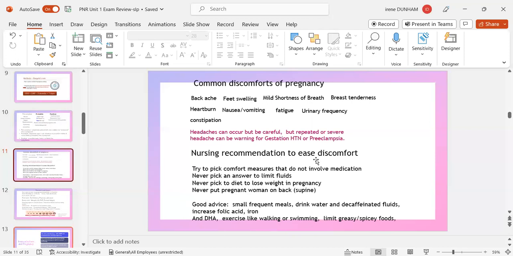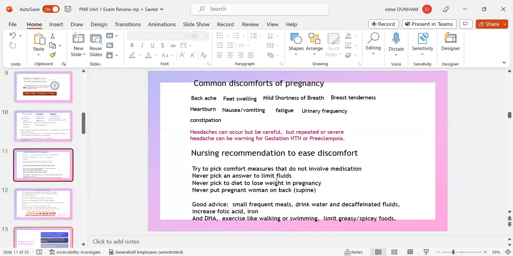So what are we going to do to ease her discomfort? Well, we always want to do non-pharmacological means if we can, so we're just trying to pick comfort measures that don't involve medication. And never pick an answer to limit fluids. On the test, you don't want to ever limit fluids. How many glasses of water should she have a day? About 8 to 10, right? And never pick a diet to lose weight in pregnancy. No, we don't lose weight in pregnancy.